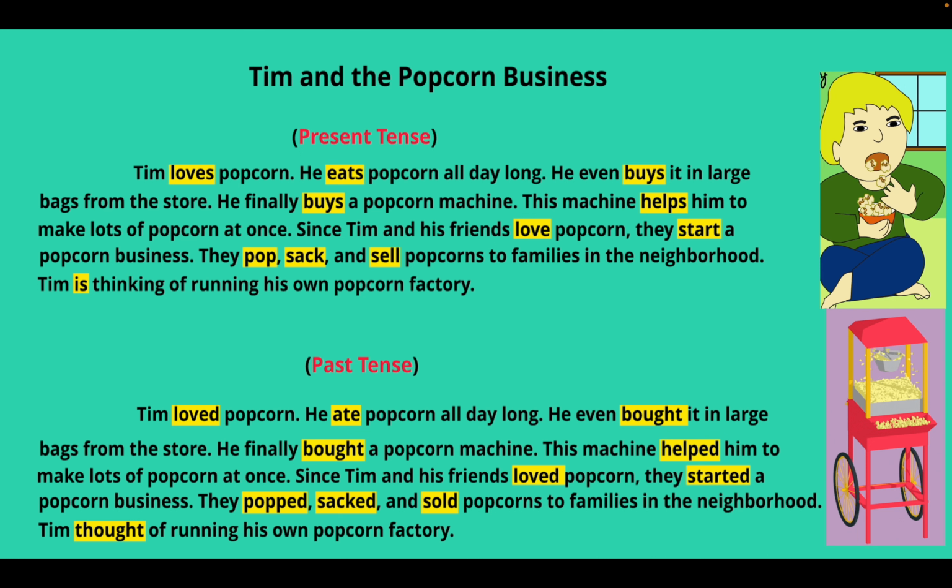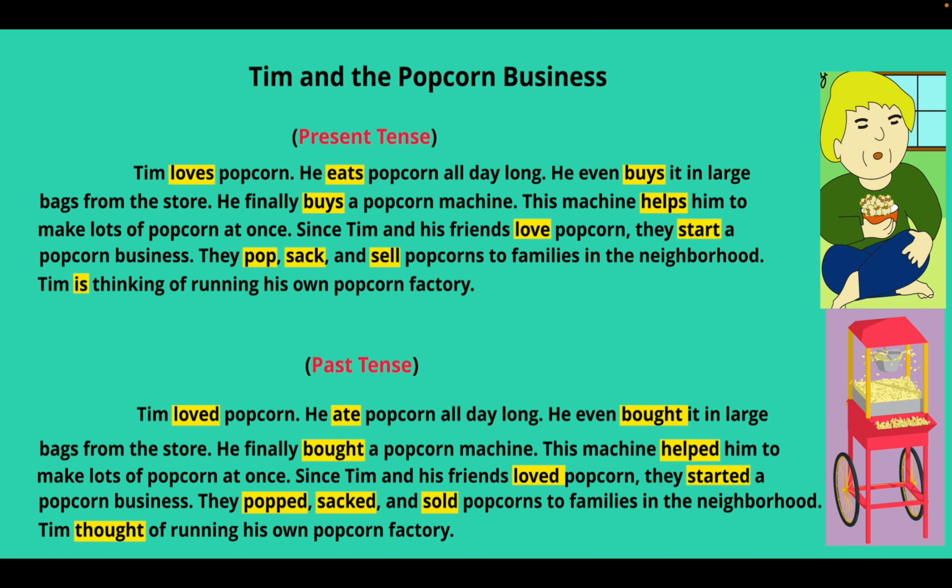Tim loves popcorn. He eats popcorn all day long. He even buys it in large bags from the store. He finally buys a popcorn machine. This machine helps him to make lots of popcorn at once. Since Tim and his friends love popcorn, they start a popcorn business. They pop, sack, and sell popcorns to families in the neighborhood. Tim is thinking of running his own popcorn factory.